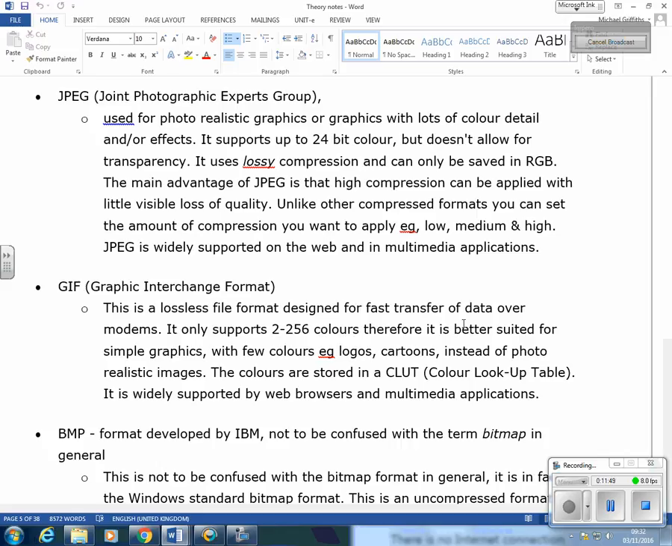So JPEG. The majority of you will have used mobile phones and taken photographs. I'm not interested in what of, right?